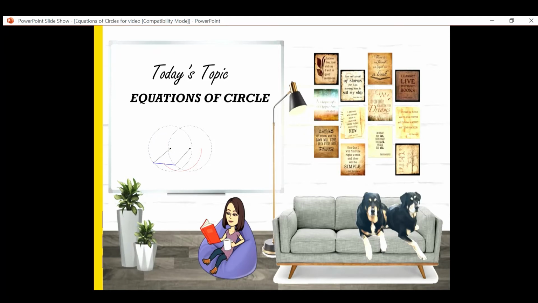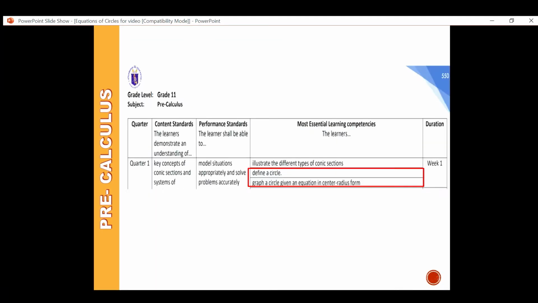So, ito yung pinakauna na mag-aaral tayo ng equations ng conics natin at mag-graph tayo. Okay? So, yung una is circle. So, this video lesson will cover two learning competencies, which is first, define a circle, and second, graph a circle given an equation in center radius form.